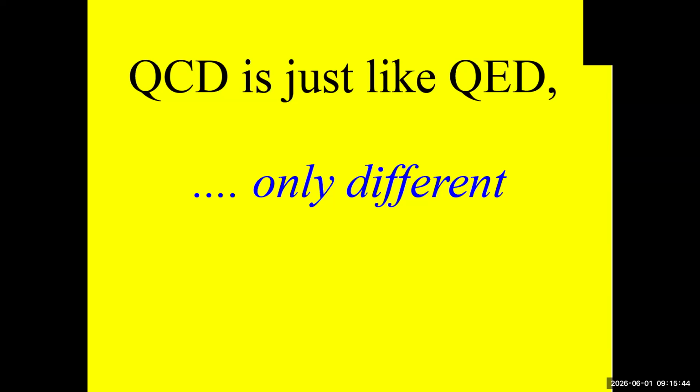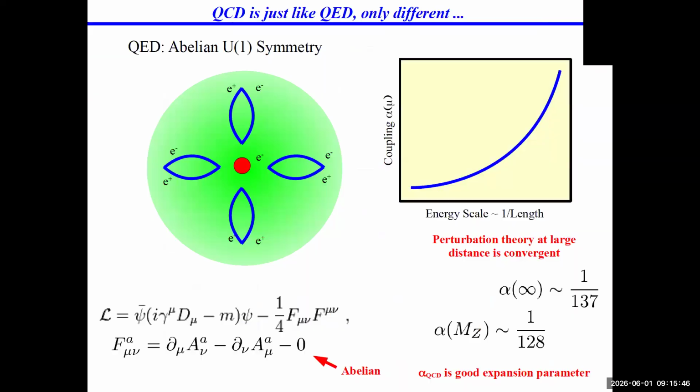It's just like QED, only different. And how is it different? Well, QED is an abelian U(1) symmetry. And so here I have an electron, and from freshman physics, the electromagnetic force is 1/r squared. And then, of course, I can polarize the vacuum with e+ e- pairs. And then if I go to large distances, the force gets weak. Of course, if I go to very small distances, that 1/r starts to blow up and I have issues to deal with.